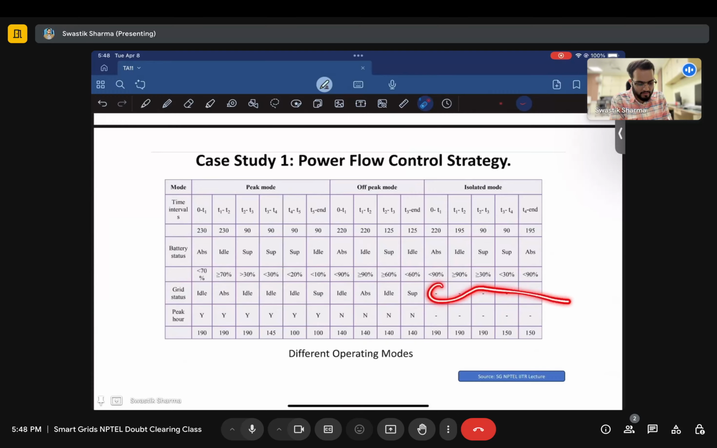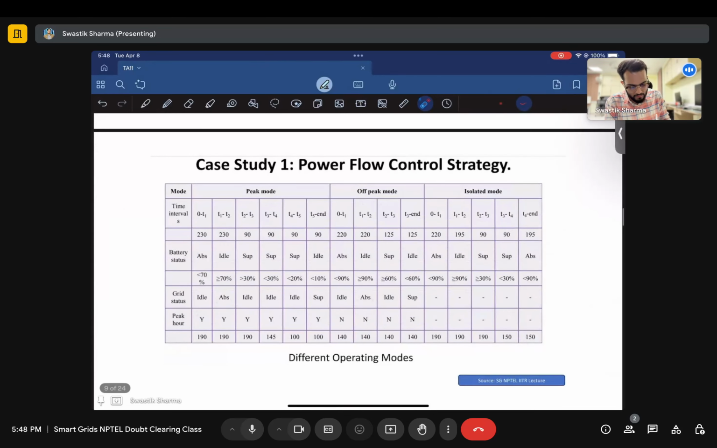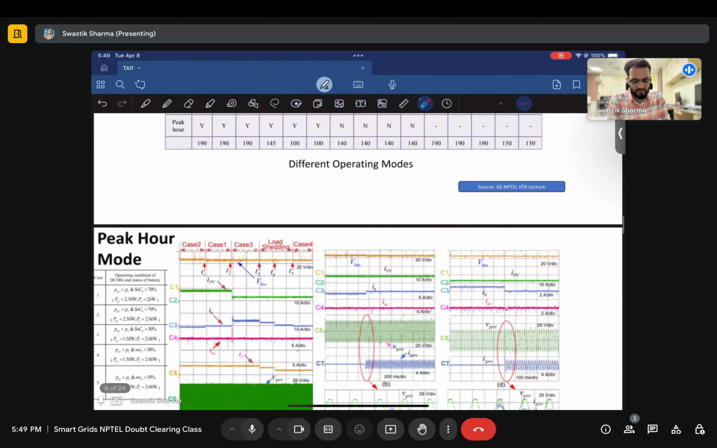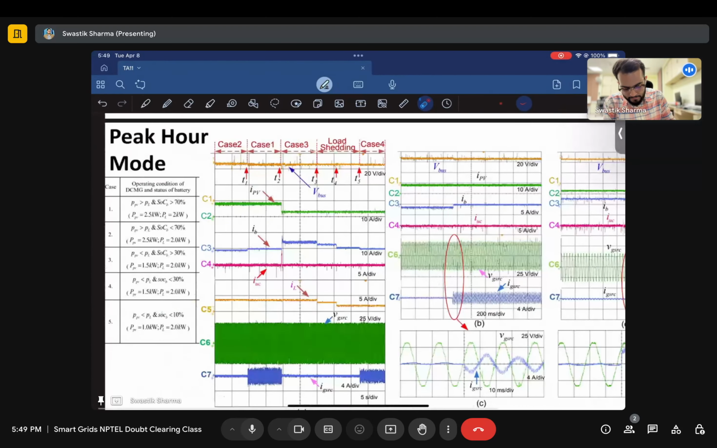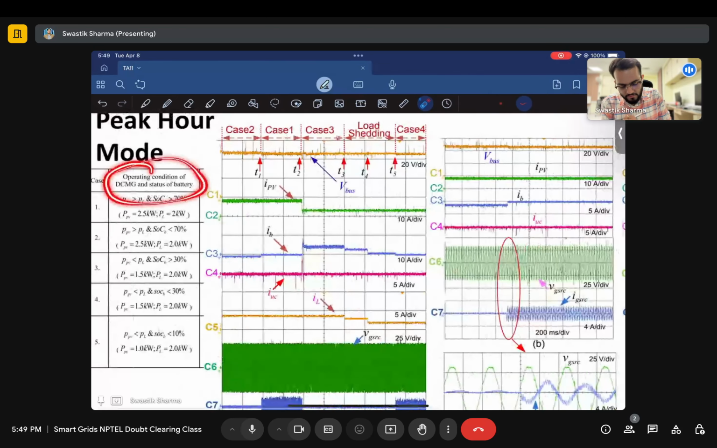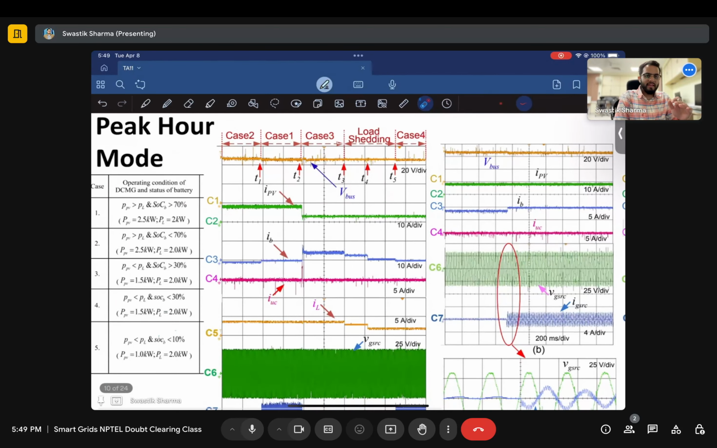And you can see that the grid was not present in isolated mode, because an isolated mode does not have a grid connected to it, right? And when the grid was connected, they modeled PCAR modes for when PCAR was happening, and non-PCAR modes as well. These are the different time intervals that we will show in these waveforms. These are the different operating conditions of the DC microgrid and the status of the battery. So the first case is case 2.